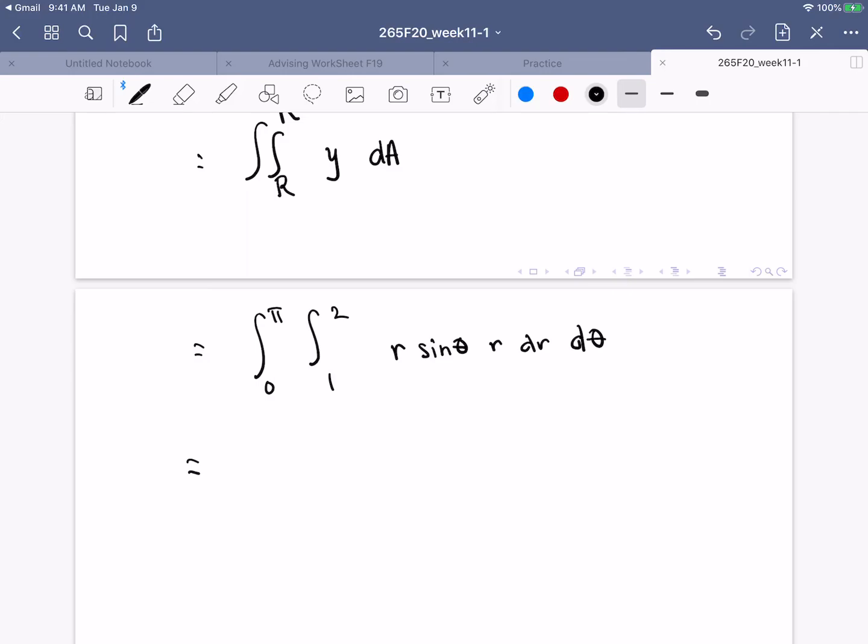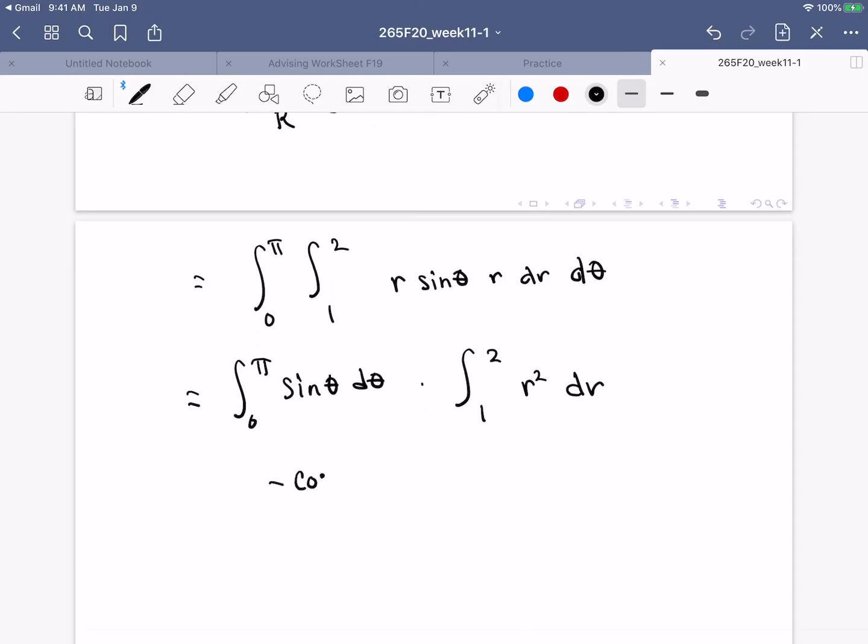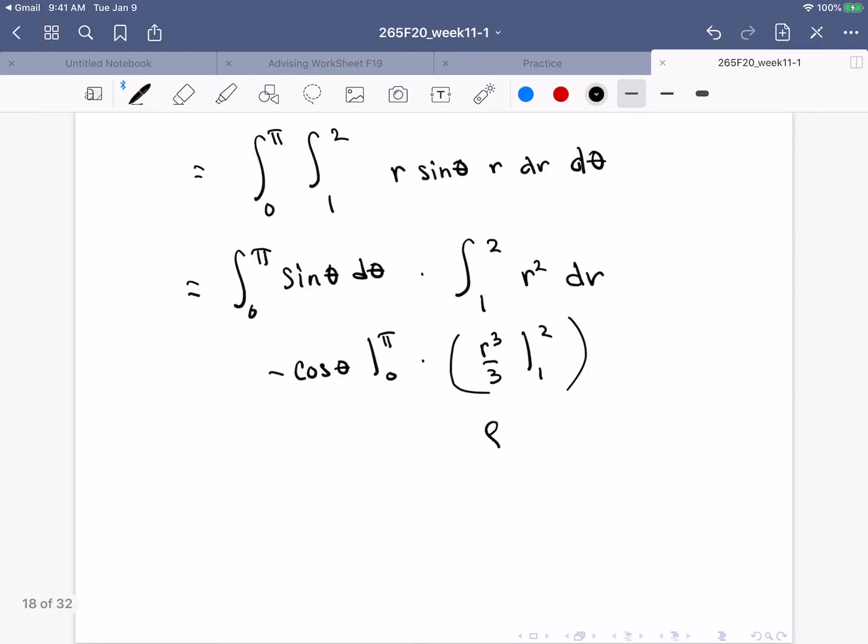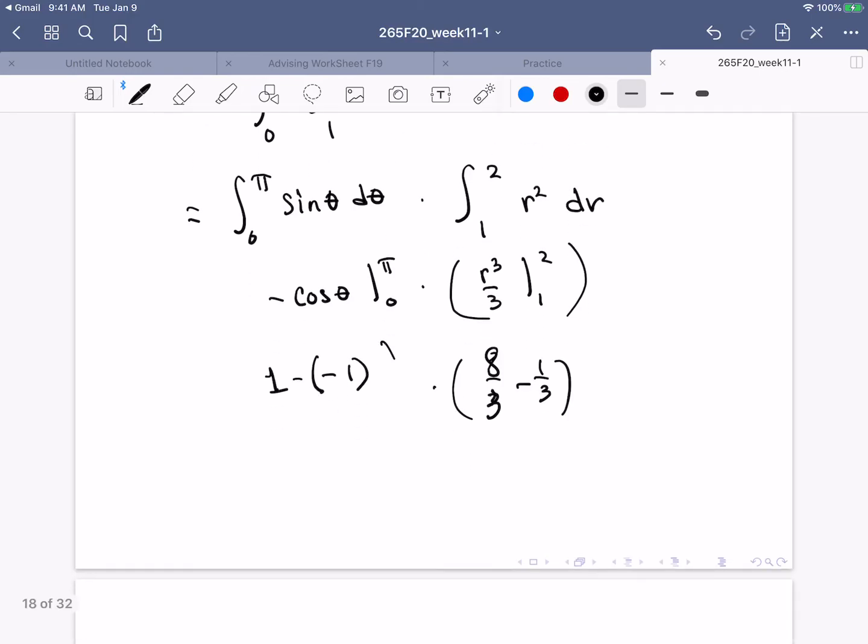Again, I can separate the two integrals. This is the integral from 0 to pi of sine of theta d theta, times the integral from 1 to 2 of r squared dr. So this will be a negative cosine of theta from 0 to pi times r cubed over 3 from 1 to 2. So this will be 8/3 minus 1/3. Cosine of pi is a -1. I get negated. I get +1 minus a -1. So I've got 2 times 7/3 or 14/3 for the mass.